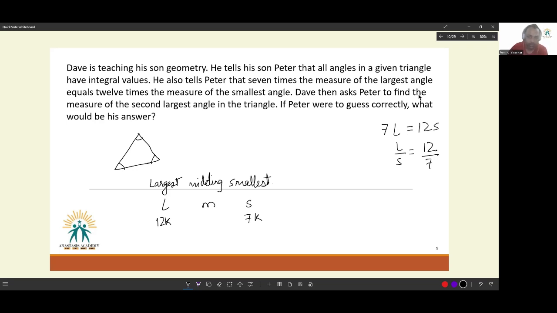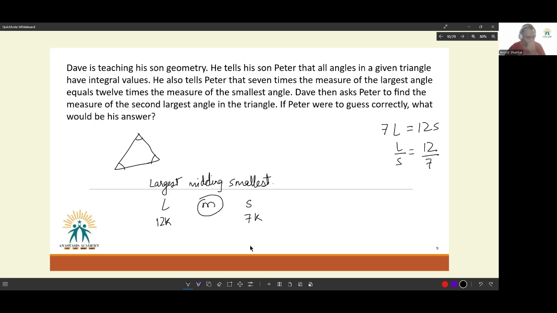Dave then asks Peter to find the measure of the second largest angle in the triangle. We're supposed to figure out the value of this middling angle. If Peter were to guess correctly, what would be his answer? Basically, find out the middle angle. Now, there are two ways of doing it. One is pure algebra, and the other one is a little bit of brute force.